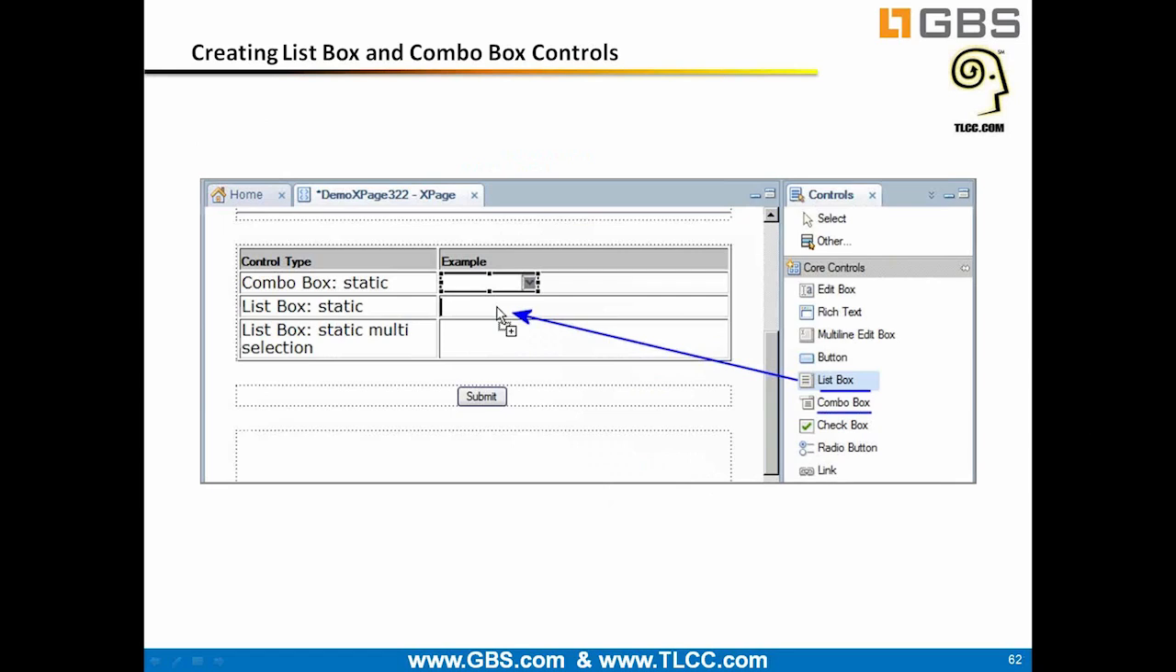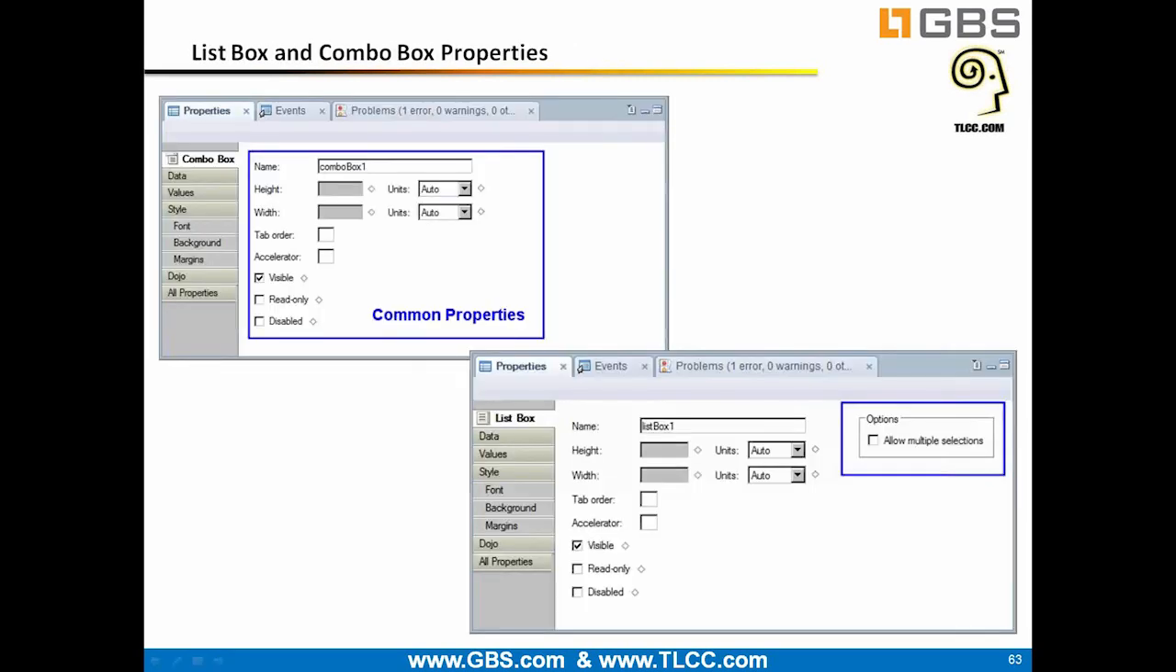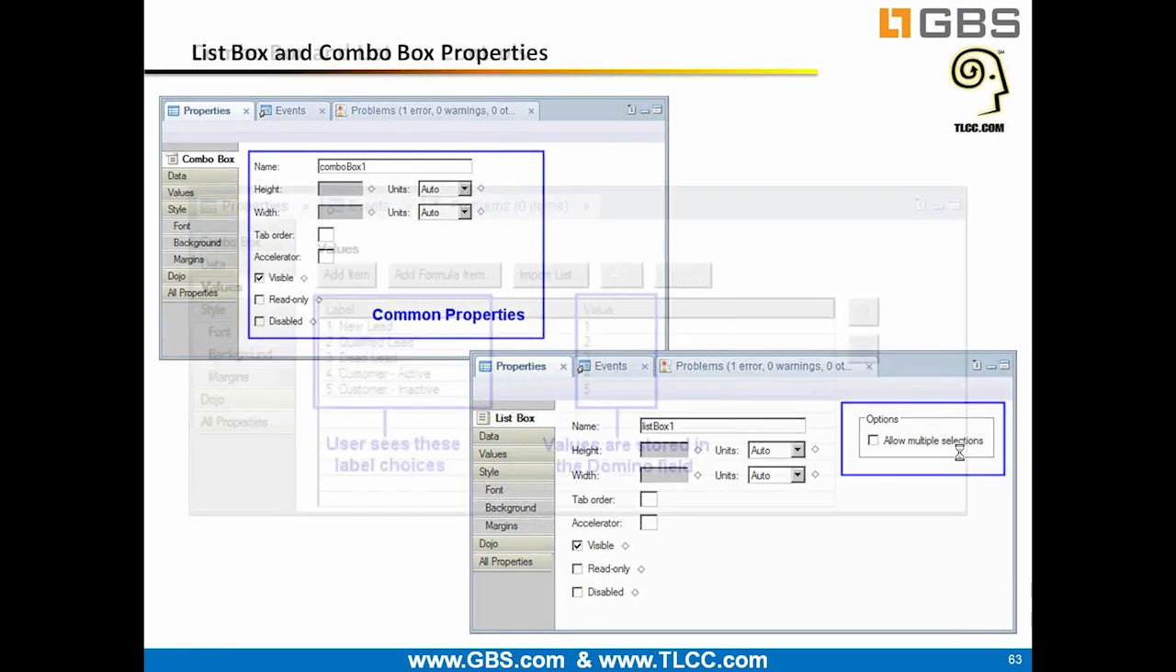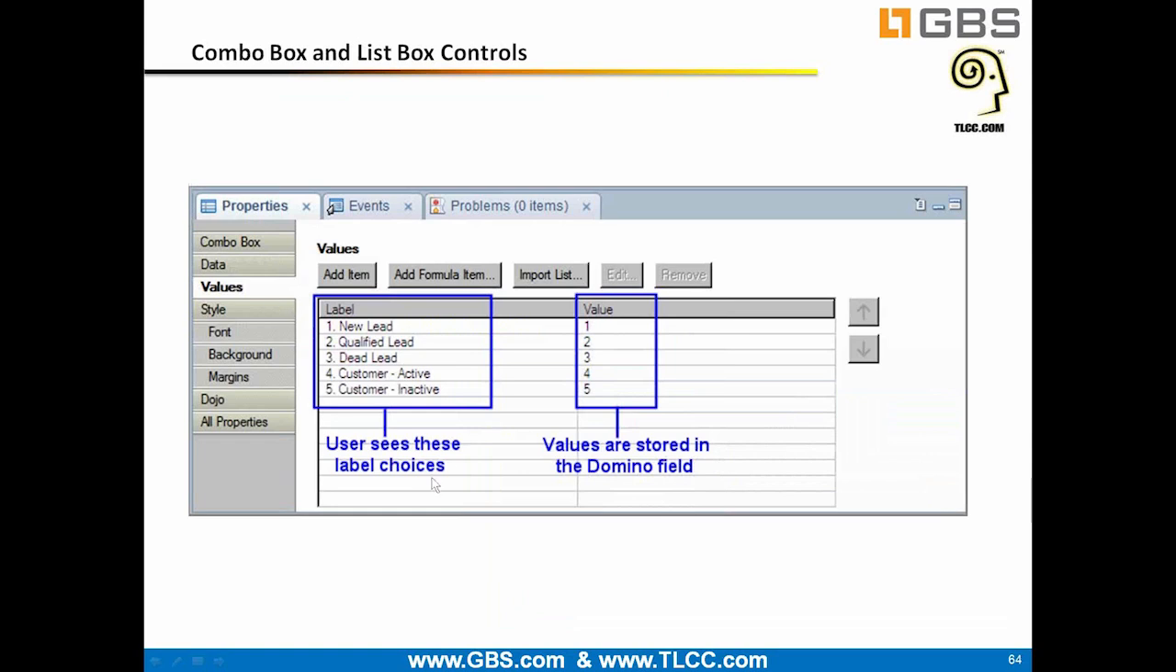All right, just a couple of slides on creating your selection controls. To create a list box or combo box control, simply drag it from the controls palette into the appropriate location on your XPage. For list controls, you have an option to allow multiple selection. On the Values tab, that's where you define your selection values. Just like in form design, you can define an alias and an actual stored value. You can do that in XPage design as well.